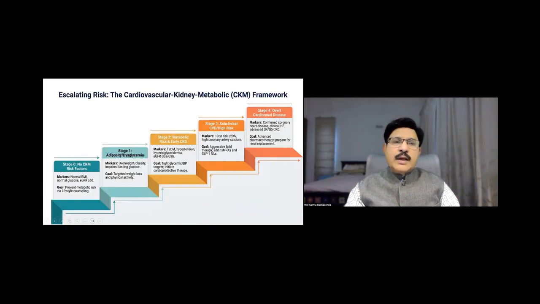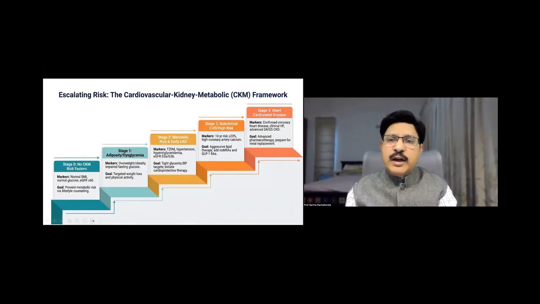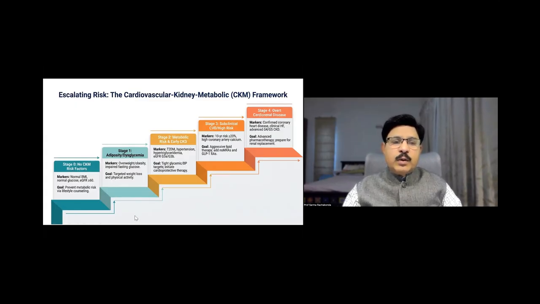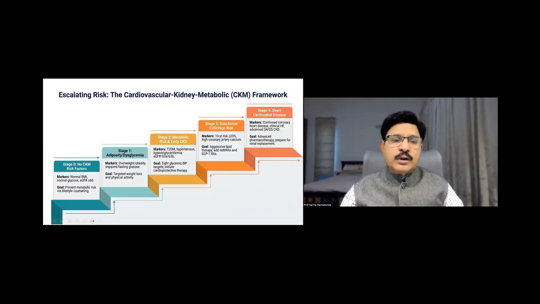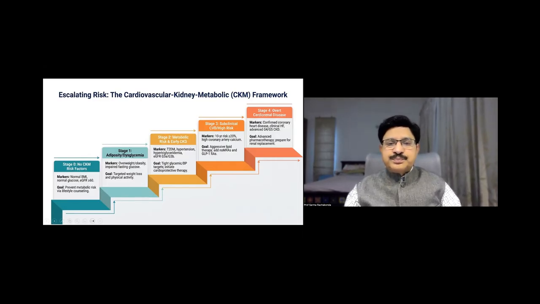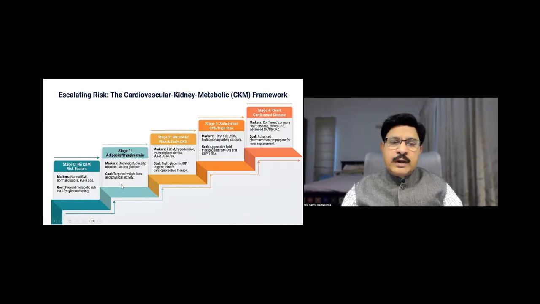Now, escalating risk, the cardiovascular kidney metabolic framework. You see stage 0, no CKM risk factors are there. That means the patient's BMI is normal, blood glucose is normal, eGFR is good, more than 60. Prevent metabolic risk via lifestyle counseling. That is stage 0. Stage 1, the patient is obese, adiposity is there, dysglycemia is there, overweight, impaired fasting glucose. Target weight loss and physical activity. There is no pharmacotherapy as yet.